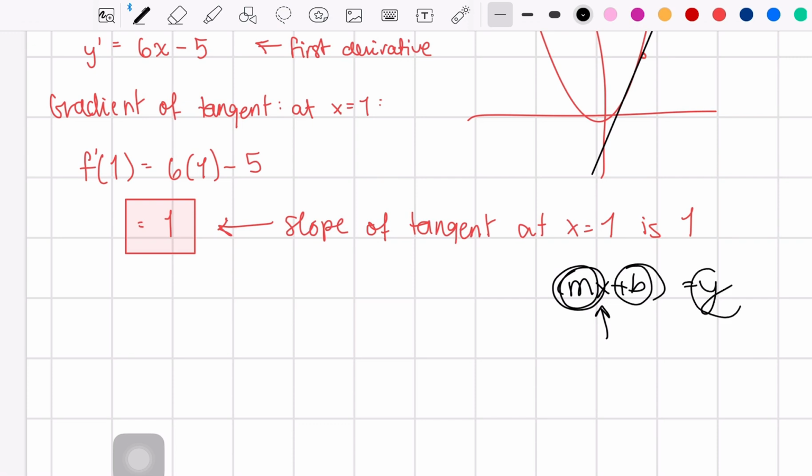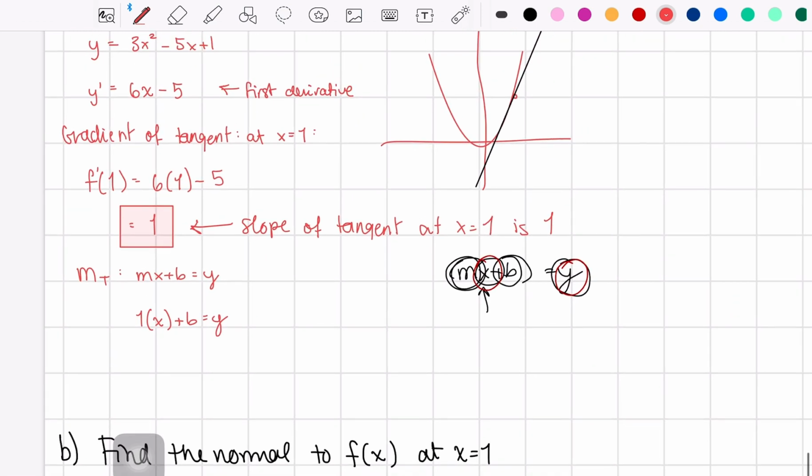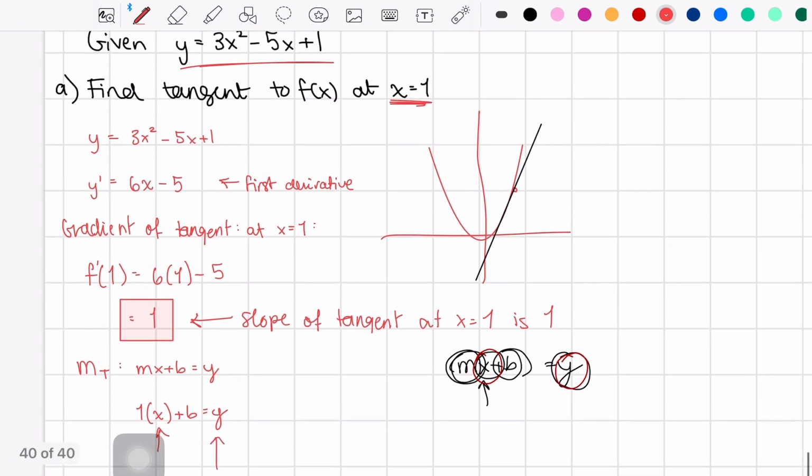X and y are the same. Let's put them in red, because we have the same ones as the curve, and that's important to remember when you're solving for b. Now, we know the line of the tangent is in the form mx plus b. We know the slope is 1, so we have 1x plus b is y. Let's try to find the y and the x to be able to find b, because we already have x, which is 1, and we need to find what the y of x is.